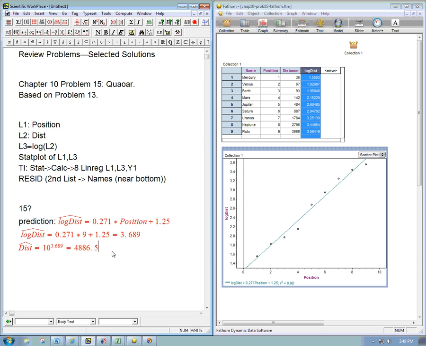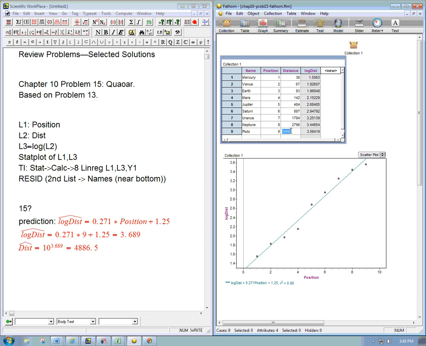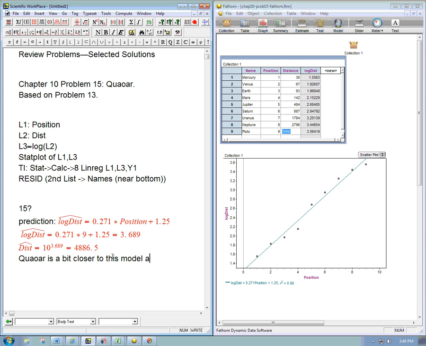Okay. So looks like this model would predict the 9th planet to not be at Pluto's distance, which is about 3,666 million miles, and not be at Quaoar's distance, which is 4,000 million miles, but actually to be bigger than both of them. Okay, but at least Quaoar is a bit closer to this model at 4,000 million miles.